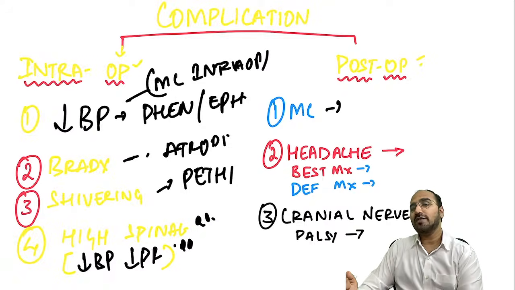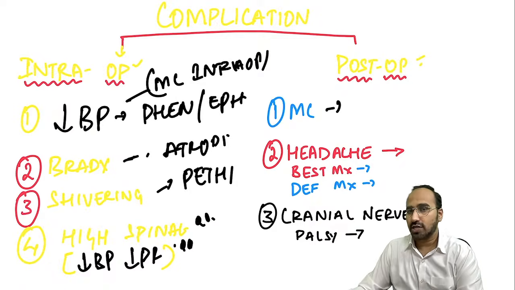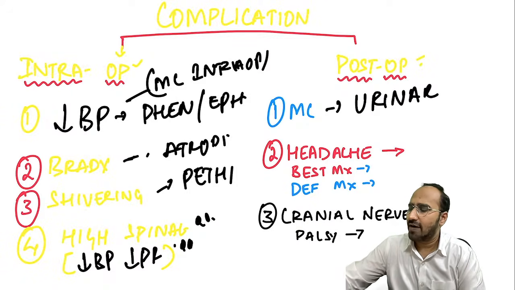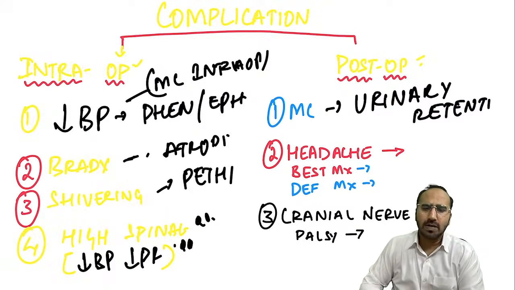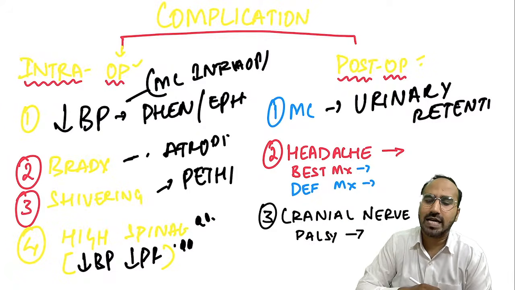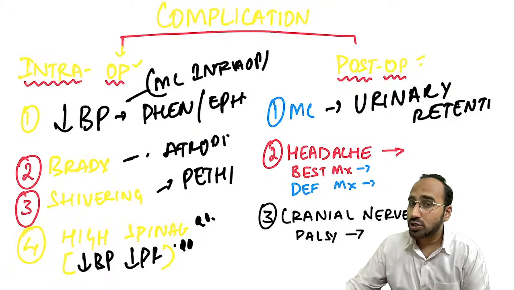Post-op complications meaning what, guys? After surgery is done, you go to the patient and you ask, what is the complication? Patient will tell urinary retention. Doctor, I am having the sensation to urinate, but I'm not able to urinate. Due to that, I'm having severe lower abdominal pain, urinary retention. That's why what we are doing before giving spinal, put a Foley's catheter, drain the bladder. Okay. Second complication post-op that could occur is headache.